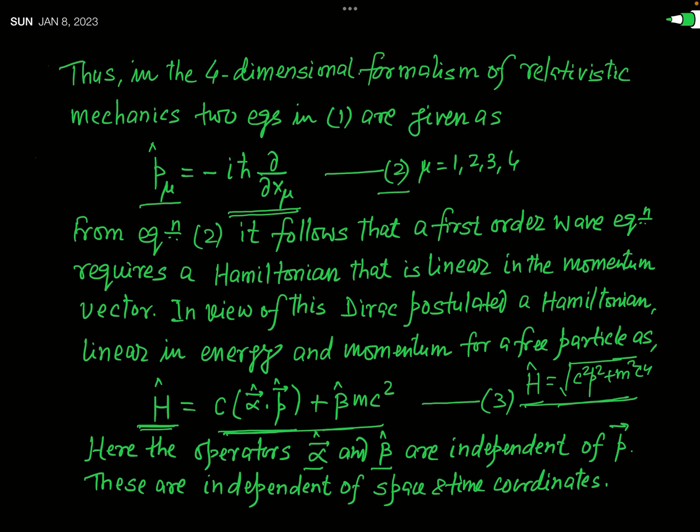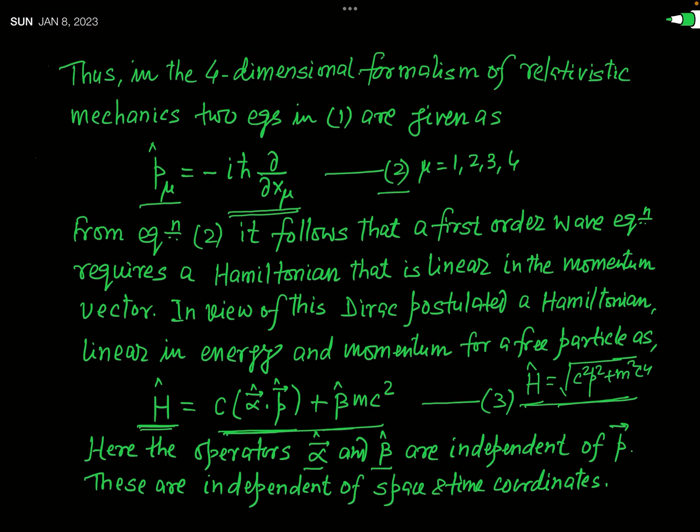So there is no need to always pronounce the hat symbol. It will be sufficient to say alpha, p, beta, and you have to understand that these are operators denoted by these hat symbols. As I have told you, in this expression the two operators alpha and beta have been used, but the actual meaning of these two operators is not known till now.